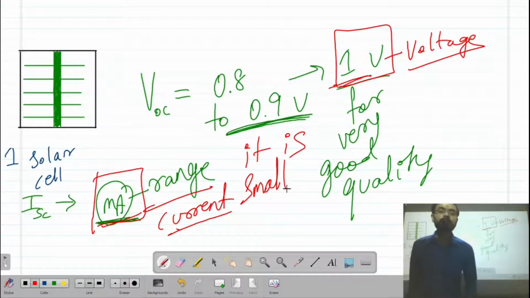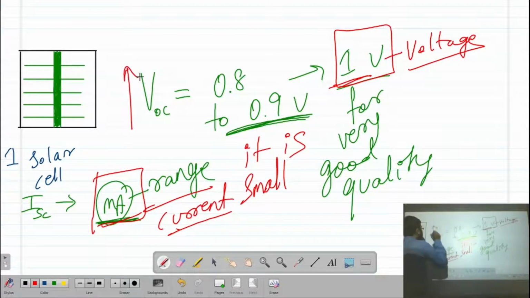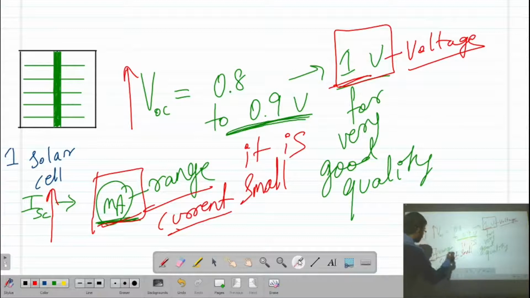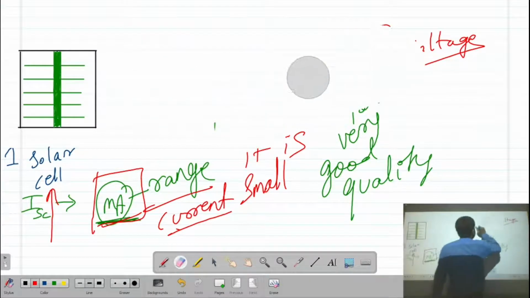Now, what to do if you want to increase the value of voltage and increase the value of current? What can you do? You will have more number of solar cells connected to each other, in series and parallel connection, right?